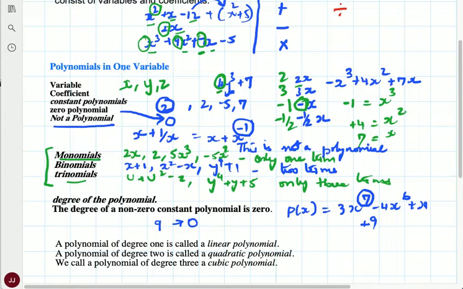A polynomial of degree 1 is called a linear polynomial. Suppose we have degree 1, for example 4x plus 5, 2y. For these two expressions we have degree 1, so this is a linear polynomial.